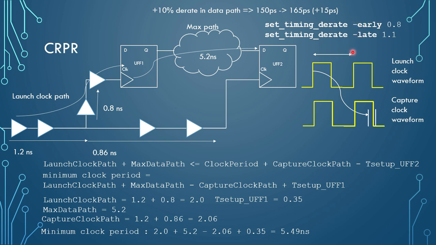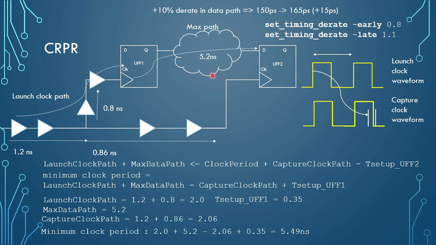It will derate the minimum path, or shortest path, or early path, as mentioned here, by minus 20%. So that is why it is 0.8, which ideally should be 1. So it is now derated by 20%, and it will apply such derate on minimum paths, or shortest paths, or early paths. And it will also derate the command where hyphen late is used. It will derate the maximum path, or longest path, or latest path, by plus 10%. So 1 becomes 1.1. This is the derate which will be applied here.